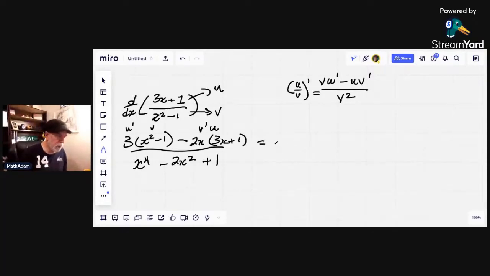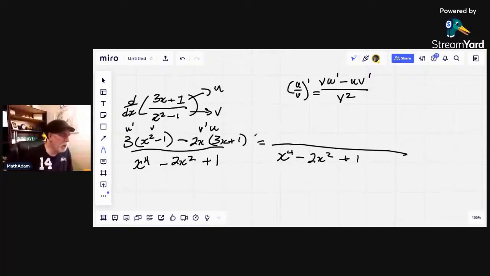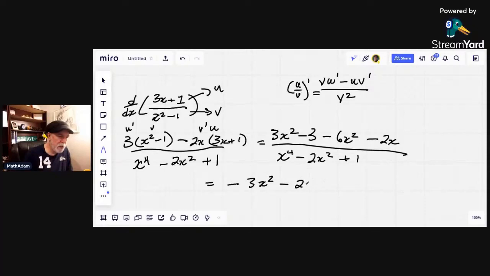Let's see, equals, all that's over x to the 4th minus 2x squared plus 1. And what do we got on top here? 3x squared minus 3 minus 6x squared minus 2x. Okay, and then this on top, we'll simplify that somewhat to minus 3x squared minus 2x minus 3. That's a bunch of minuses. So let's just do this.